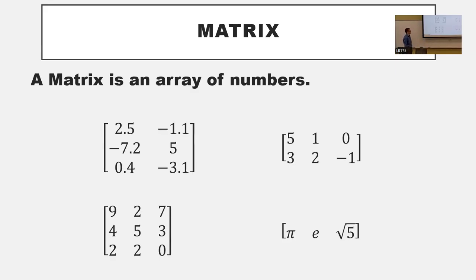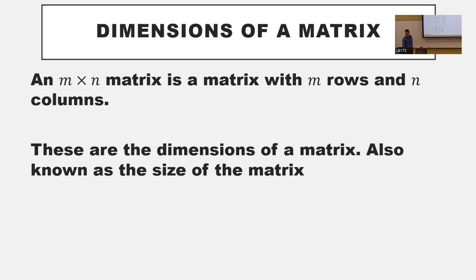Usually we write square brackets around the whole thing. Sometimes people will write really big parentheses around the whole thing, but square brackets is the more used notation. You can see a few examples there. Okay. Now, we're going to talk about the dimensions of a matrix. This is how many rows and columns it's going to have.